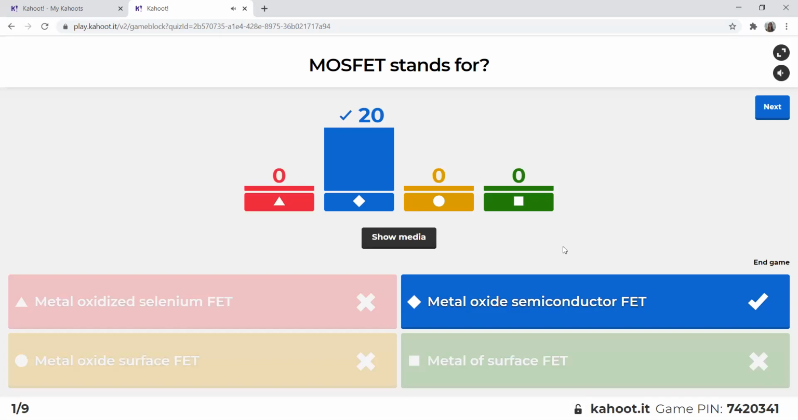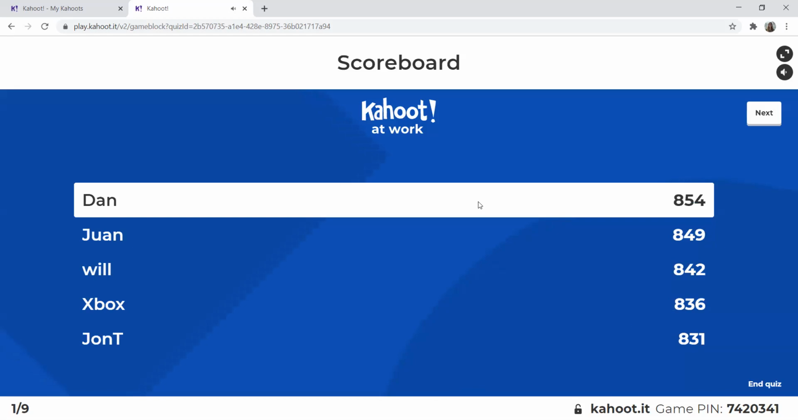Okay, so it is metal oxide semiconductor FET. Looks like everybody got it right. That one at least. Okay. Oh, there's something in the chat. Yes, so there are 10 to 20 to 30 seconds, depending on which one. Some of them are shorter, some of them are faster, depending on what kind of question it is. So watch the timer. Okay, next.